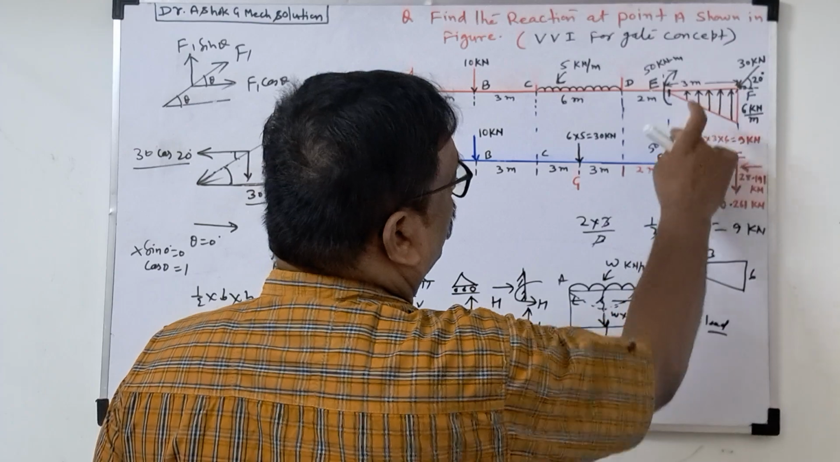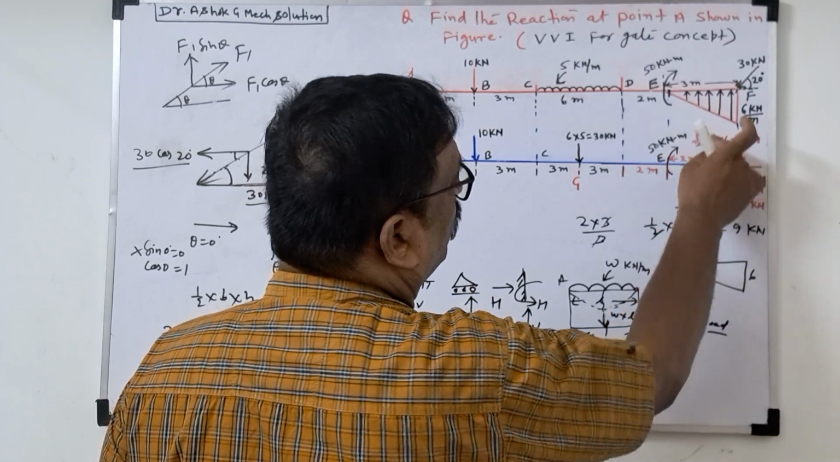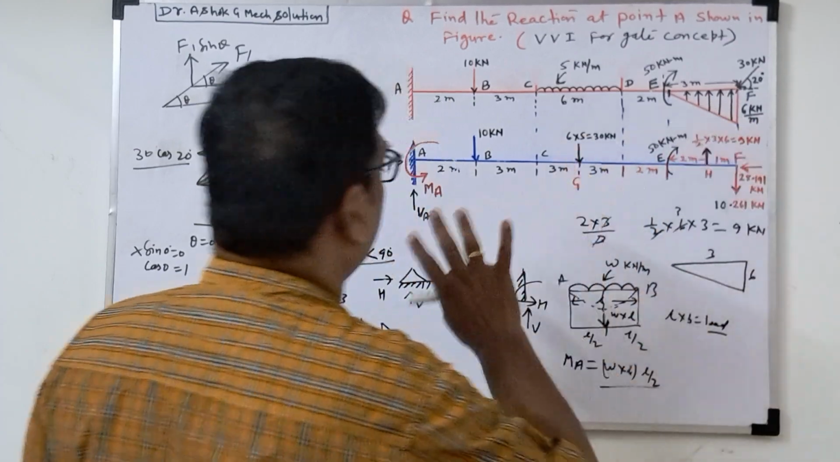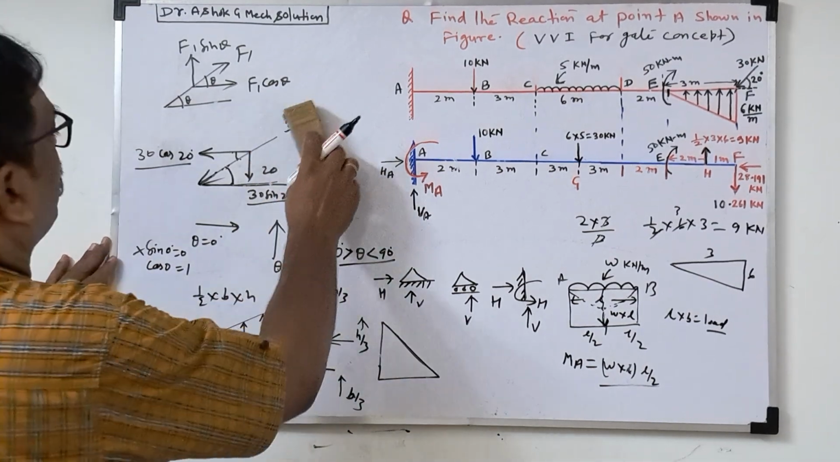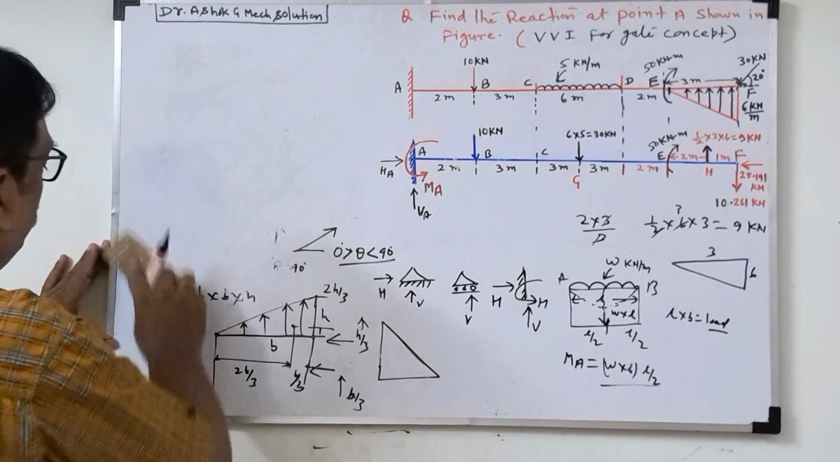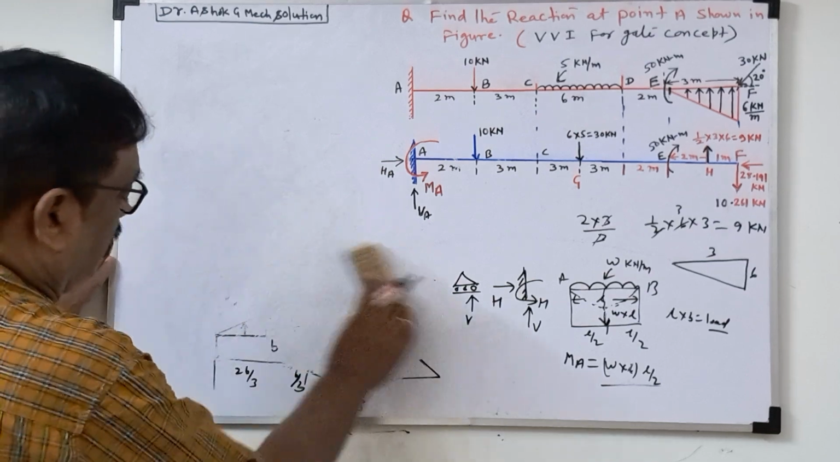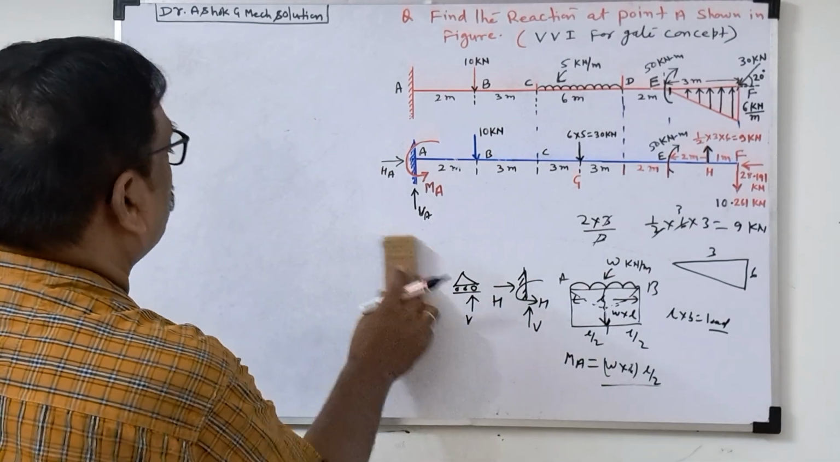So here 2B by 3, so a 2 meter load will be acting. We don't worry about the vertical. So this way we can know the load diagram. Now we'll find the reaction forces at point A. These are all the basic things you should know.